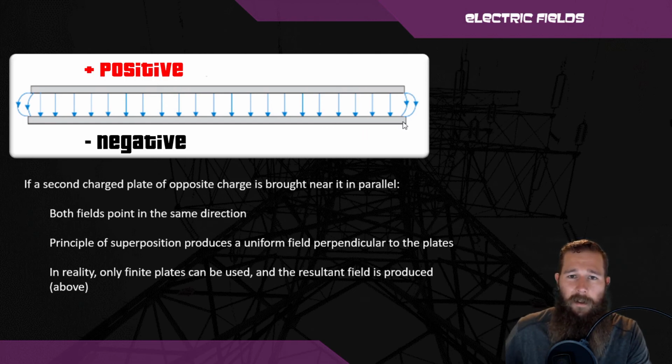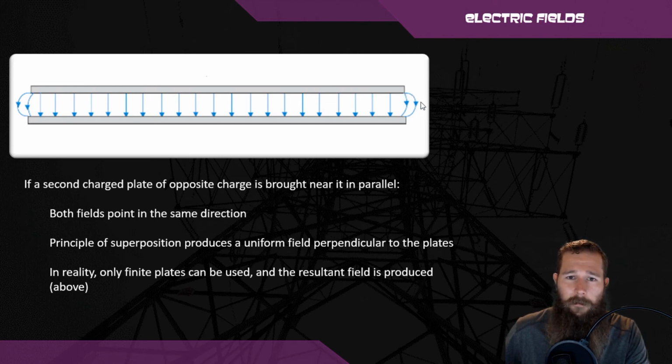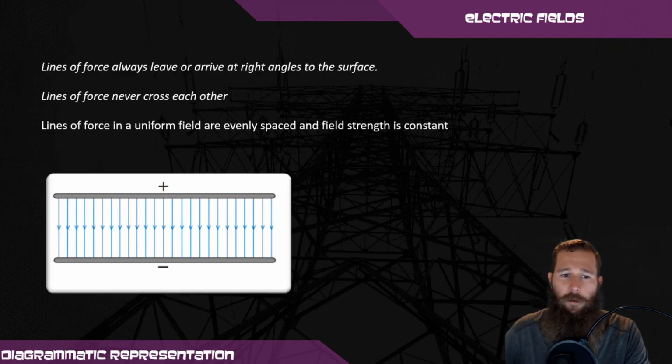But in reality, what happens is we get these edge effects where if a particle was placed here, it would be repelling from that positive plate. So it'd probably want to go out in this direction. But it would be attracted to the negative plate. So it'd be an attraction in that direction, and that's why you get the curves on the end. Lines of force always leave or arrive at right angles to the surface, and I'll go into a little bit more detail about that in another video.